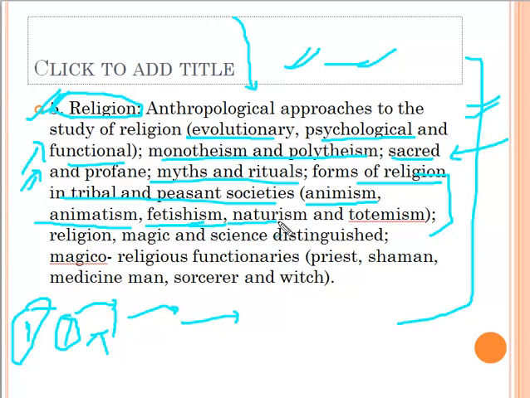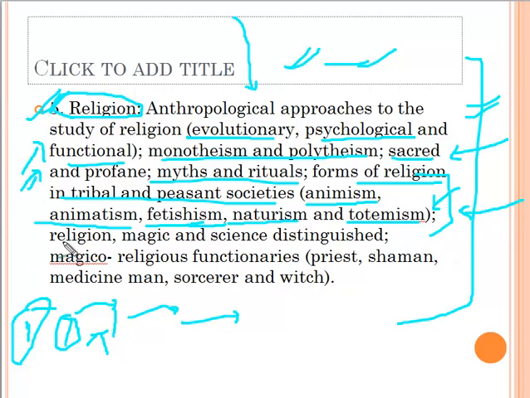Then naturism and totemism. Naturism means belief in nature, like rain, water, forest and all. Totemism means totem. There is a concept of totem also. So we will learn who gave totemism and how totemism came into being and all.